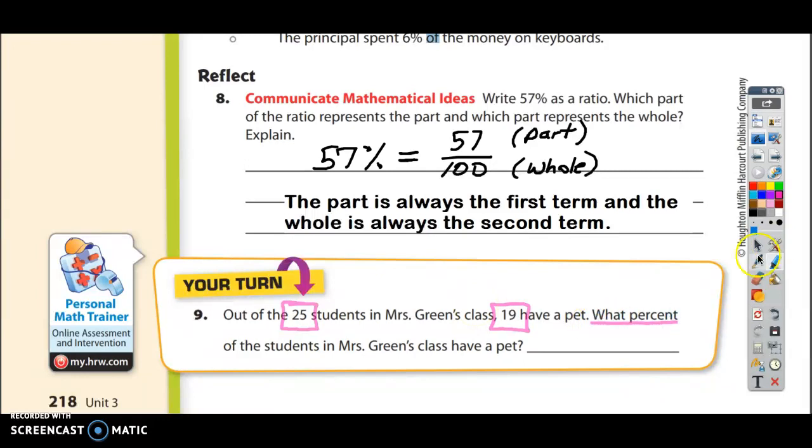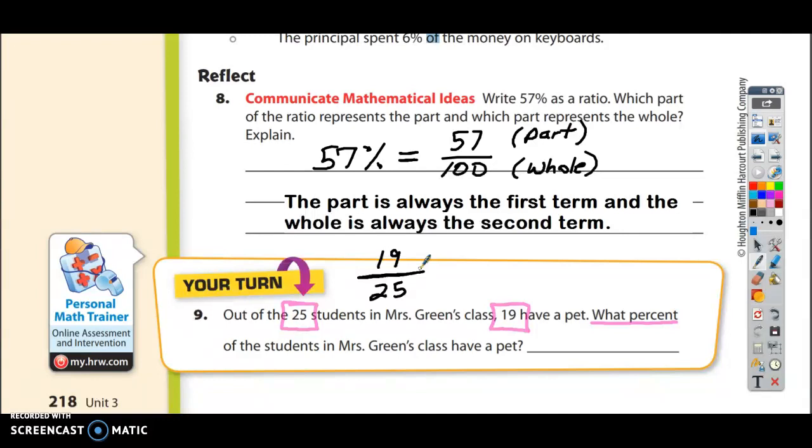So what do we do with these two numbers? Some kids might set it up as 25 over 19, but that wouldn't make sense because we're going to set it up as a part and a whole. Only part of the class has a pet, and that's 19 kids. The whole class is 25. So 19 kids have pets out of 25 total kids.